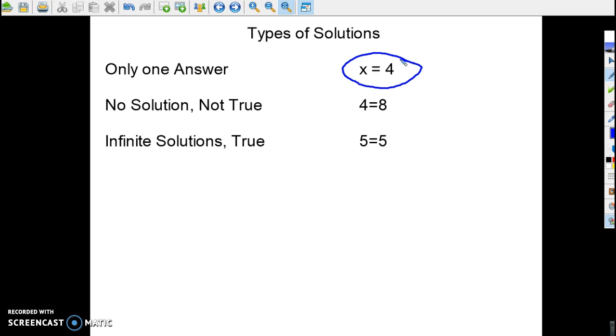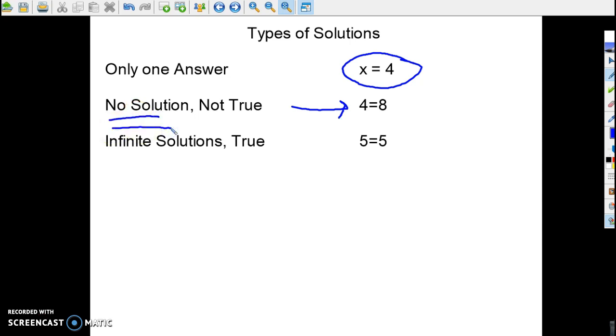What you're going to notice sometimes is when you do solve an equation, you might end up with something like this where your variable cancels out and you're left with a statement that says 4 equals 8. And you're going to notice, well, 4 doesn't equal 8. It's not the same thing. Therefore, what we call this, when something like this happens, is no solution because it's not a true statement.